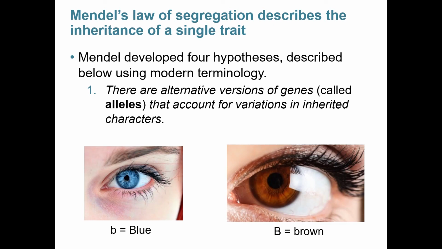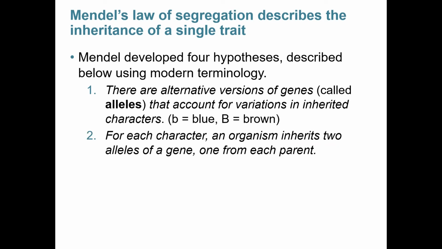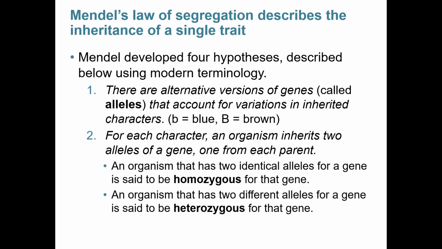So for example, you might have a gene that specifies the color of your eyes. Some people have alleles that suggest that their eyes should be blue, and some have alleles that tell their eyes to be brown. The second hypothesis is that for each characteristic, an organism inherits 2 alleles, one from each parent. This makes sense given what we know about meiosis and fertilization. Eggs and sperm are haploid and come together to make a diploid organism. You get one copy of all of your chromosomes from your mother and one copy of all of your chromosomes from your father. This also means that alleles have to have a relationship with one another.